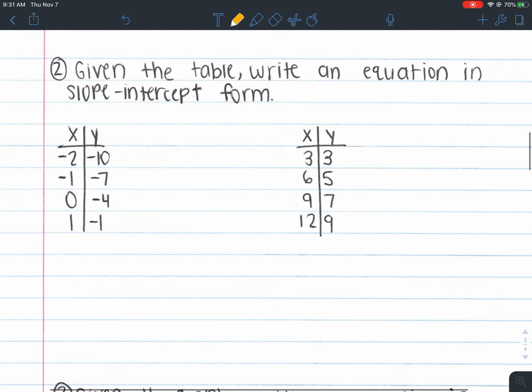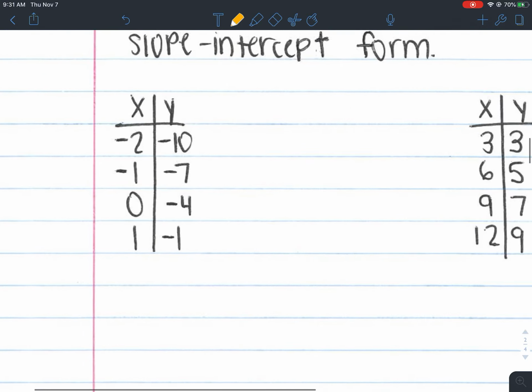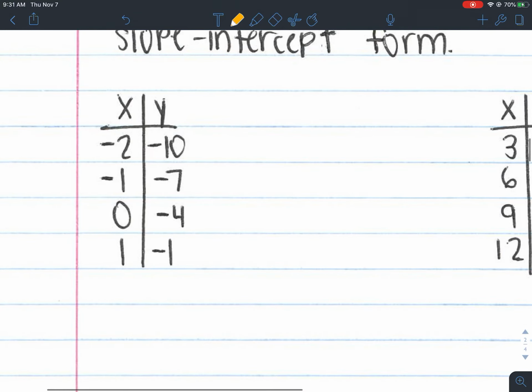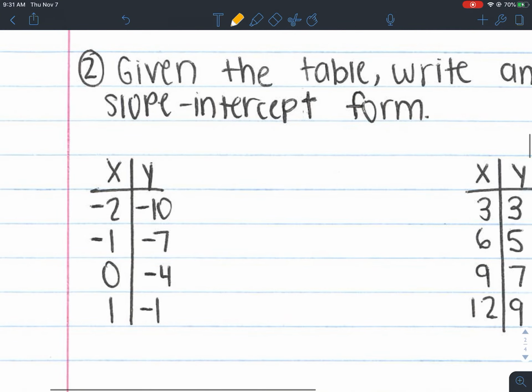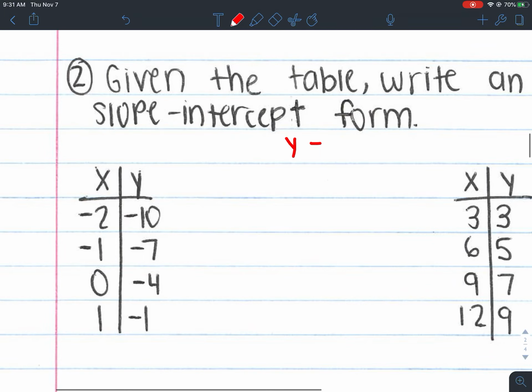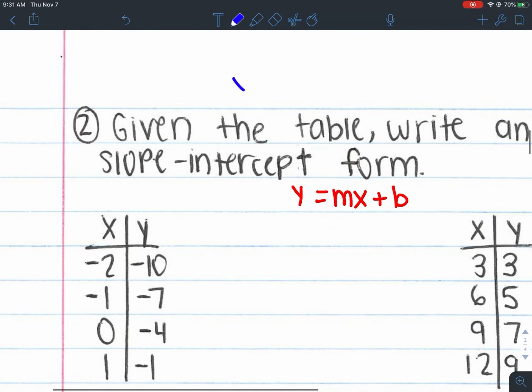All right, number 2. Given the table, write an equation in slope-intercept form. Okay, so there's 2 tables here, so let's go ahead and do the first one. Well, the first thing I need to do to write slope-intercept form is I need a slope and an intercept. Let's review what slope-intercept form looks like. That is y equals mx plus b. Now, the b represents the y-intercept. Well, I know that a y-intercept looks like 0, number.